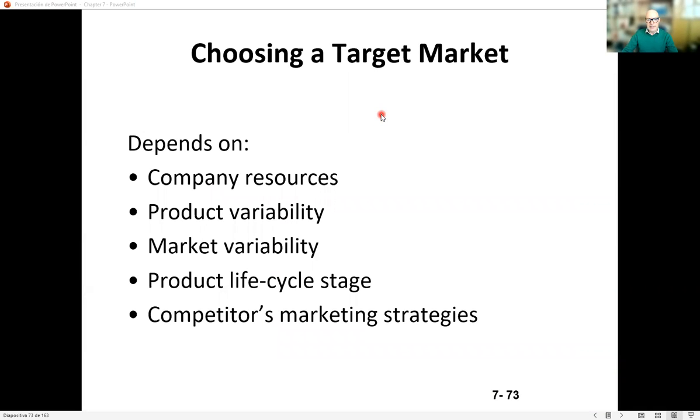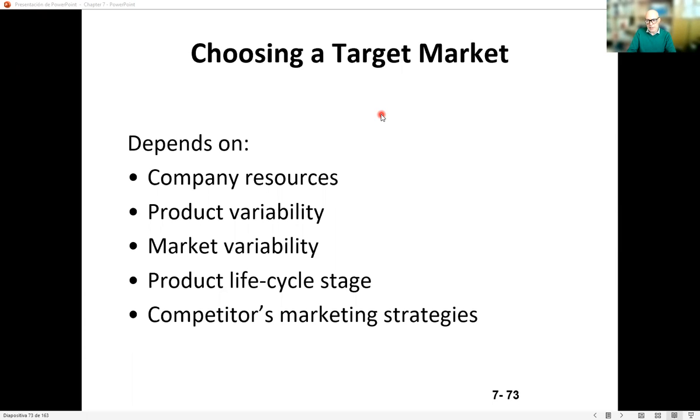Okay. Then when choosing a target market, companies should also use different criteria besides those we saw at the beginning. It should consider the company resources, if they are high or low. The product variability, some products are easier for making versions. Also the market variability, how different are the segments in the market.